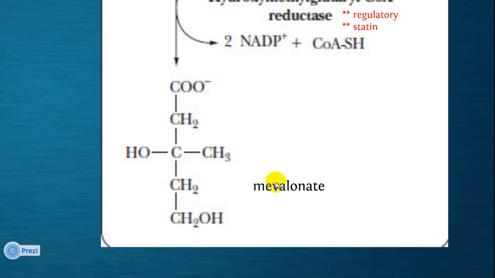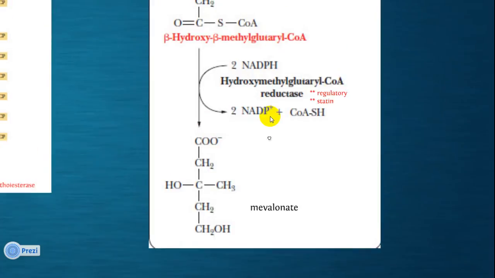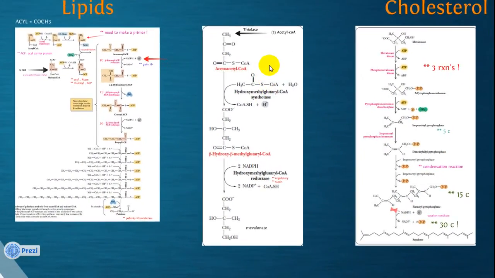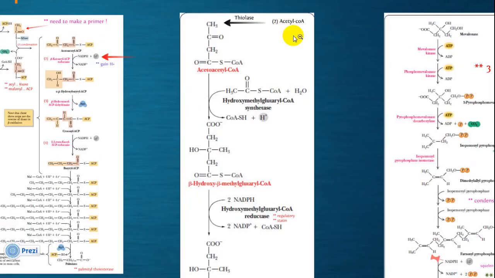Now you will see a lot of names for a lot of compounds. What you care about, the most important, is the number of carbon atoms. Here we have 6 carbon atoms in the mevalonate. So to summarize what we have said in the first part in this picture, we will begin by 2 acetyl-CoA.